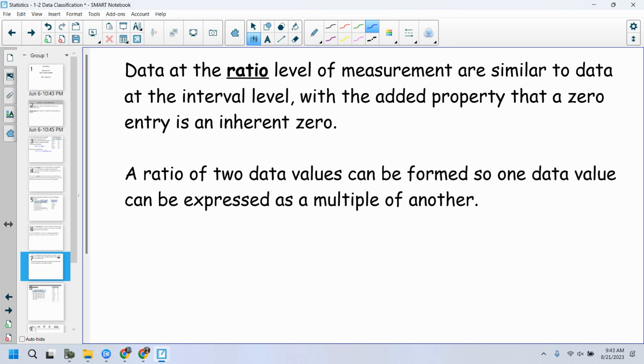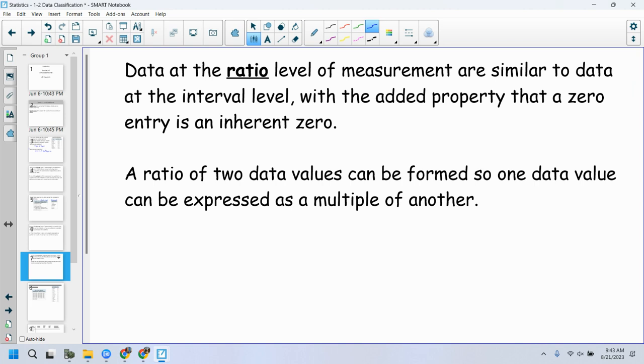A ratio of two data values can be formed so that one data value can be easily expressed as a multiple of another. Okay. So again, the big difference between ratio and interval is the inherent zero.